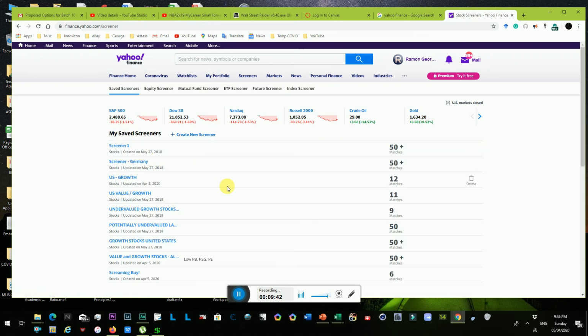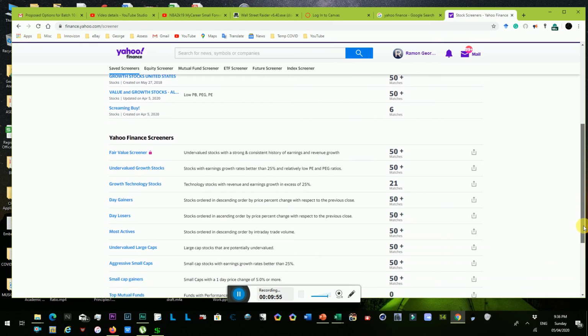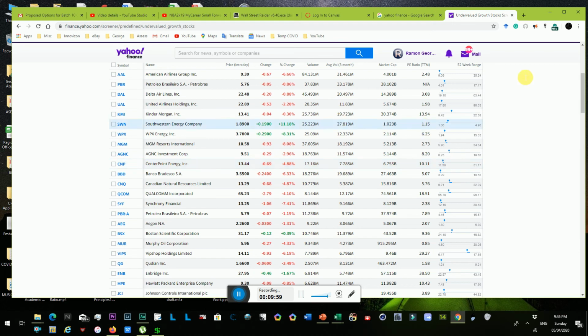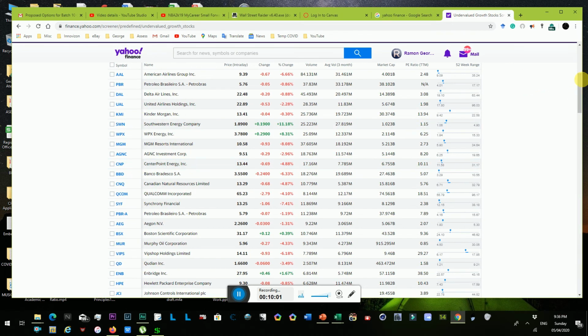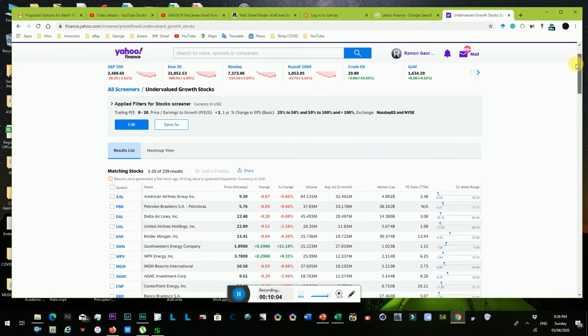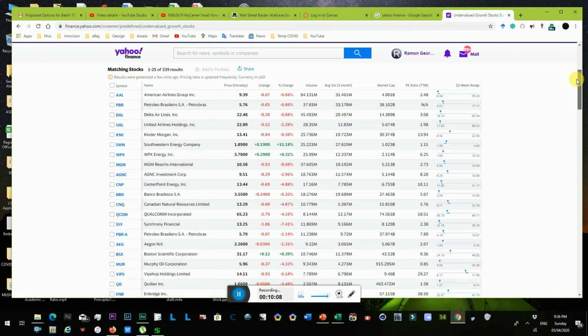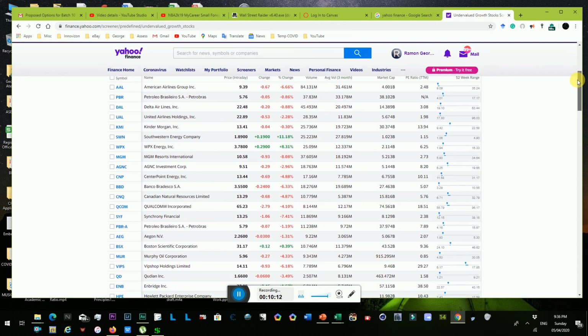But there you can look for growth stocks, potentially undervalued stocks. They also have their own default screeners. I find this one very nice. Undervalued growth stocks. As of now, they have many companies that are listed here, but those are companies that are really good. American Airlines, Petróleo Brasileiro, Delta Airlines, United Airlines Holdings, Kinder Morgan.